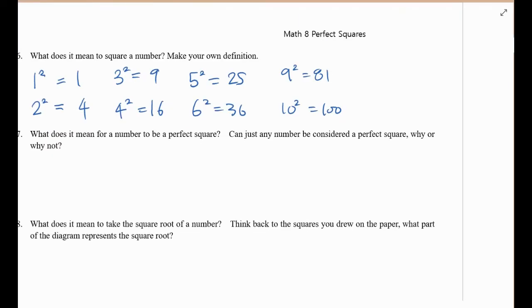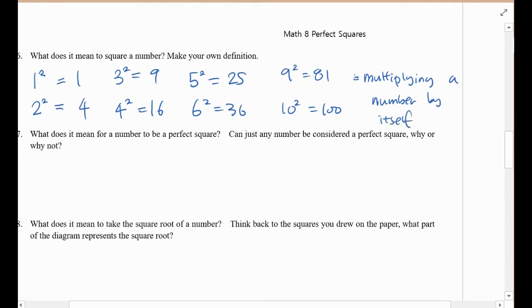So you say multiplying a number by itself. Squaring a number means multiplying a number by itself.